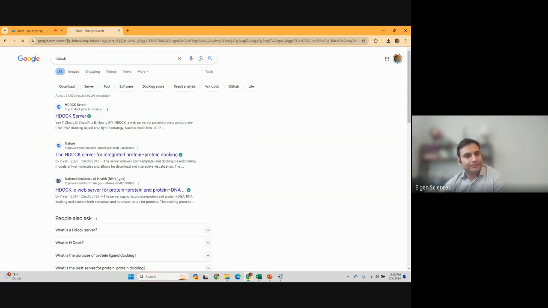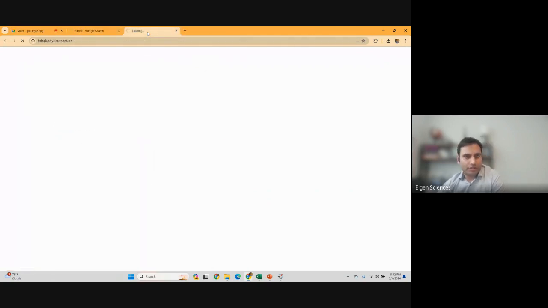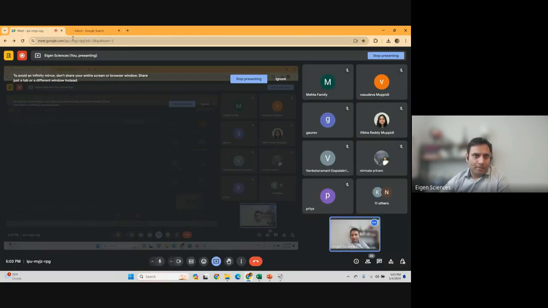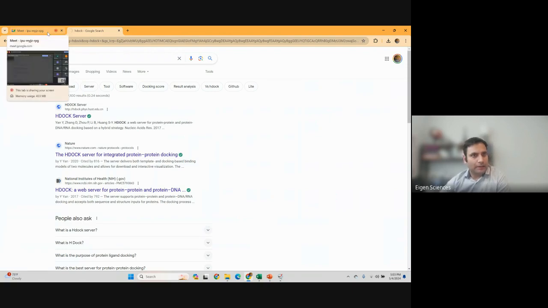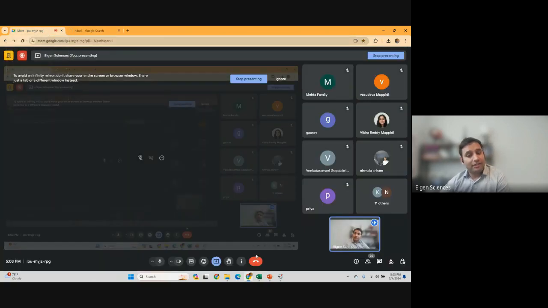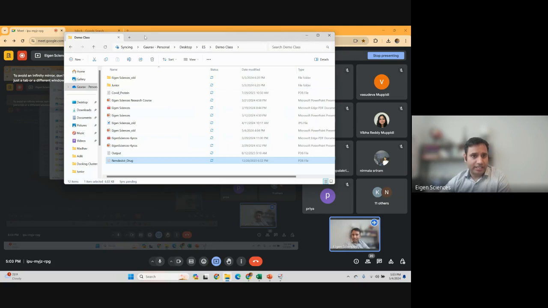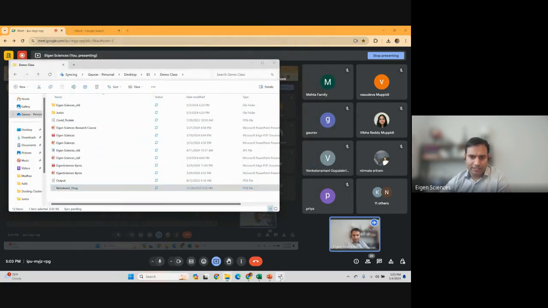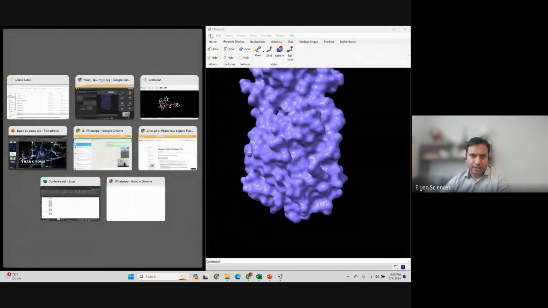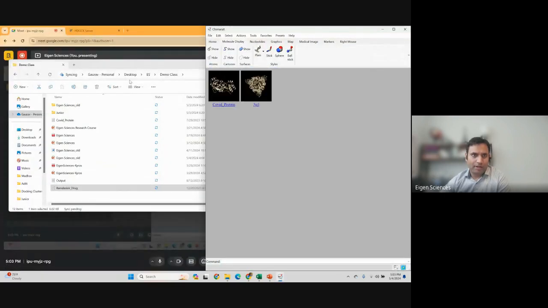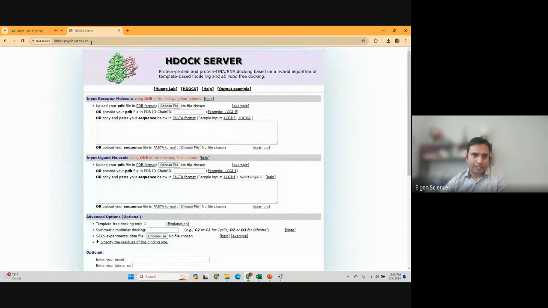And generally it opens, but today it is not working for some reason. But if it is not working, that's fine. We can show you later. I already have the results. I've saved it. It takes like 5 to 10 minutes. So I already have the results, and let me show you the results or the output file, or how it binds.